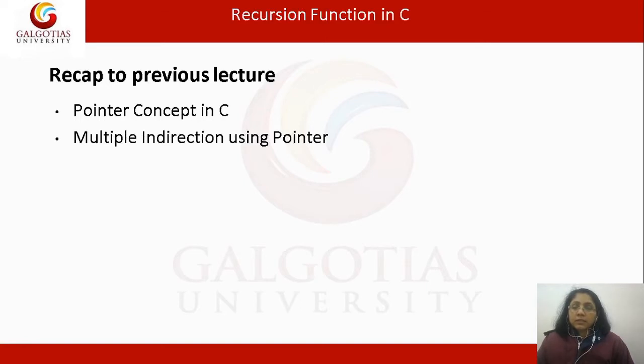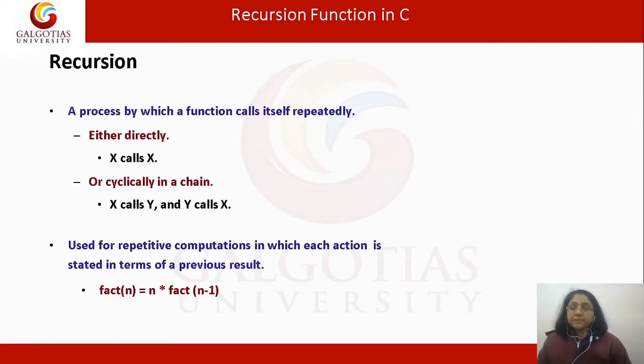Now, in the earlier class, as all of you know, we have studied pointers, how pointers are used in C, what is multiple indirection, and how a reference variable and a pointer differ from each other.